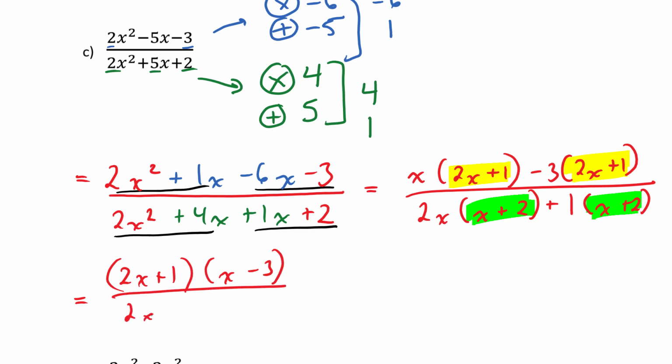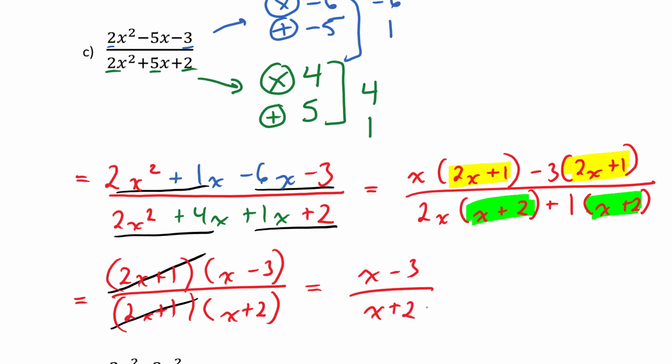Divide that by 2x plus 1 times x plus 2. How do we cancel now? We have the same value of 2x plus 1 on the top and on the bottom. So they cancel each other out. Leave me with x minus 3 over x plus 2. Final answer. So that whole thing from the start distills down to x minus 3 divided by x plus 2.